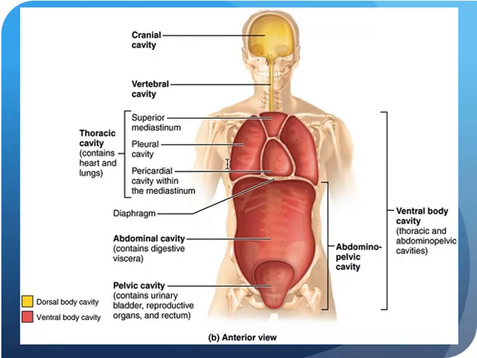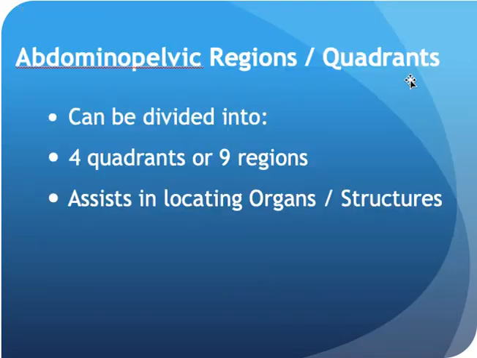Okay, so here is our picture again, and I get my pleural cavity, I get my pericardial cavity, I get my abdominal cavity, and then I get that pelvic cavity. But again, all of these are going to make up that ventral body cavity for me.